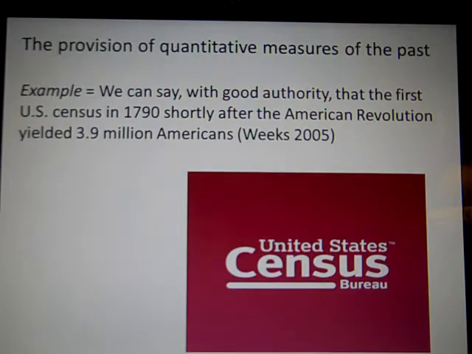One more example of a quantitative measure of the past. We can say with good authority that the first U.S. Census in 1790, which was right after the American Revolution, yielded about 4 million Americans. So again, it seems kind of random, but it gives us a quantitative way to measure the past and allows us to understand things more properly and correctly. Now, in New York City alone, there are more than 4 million people.